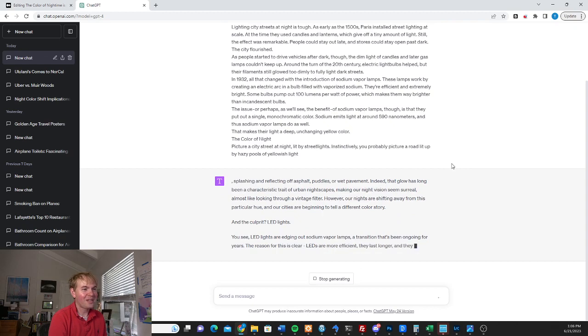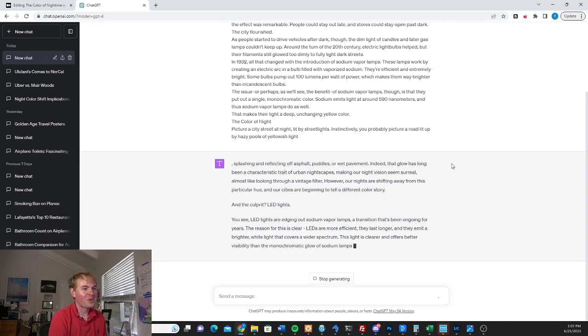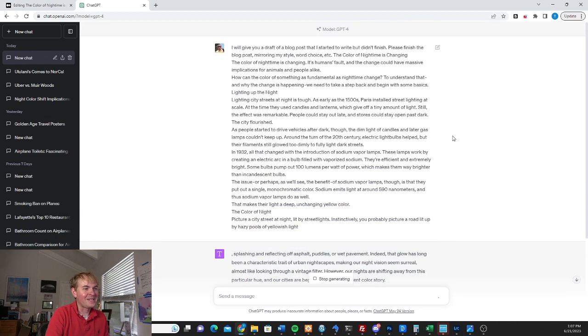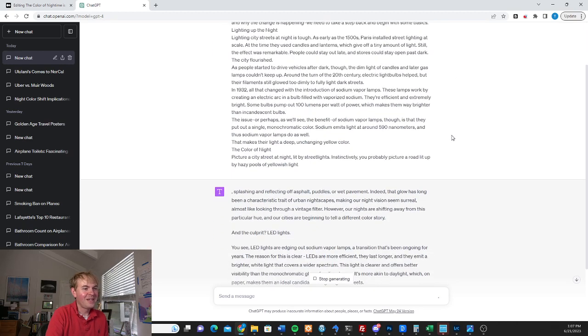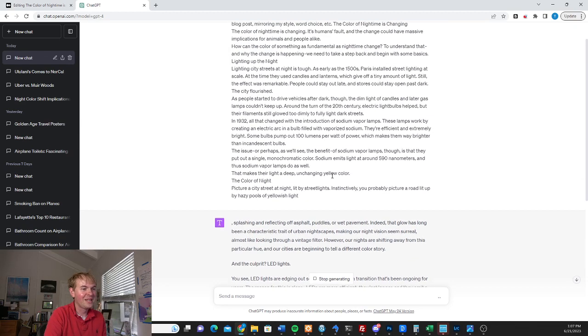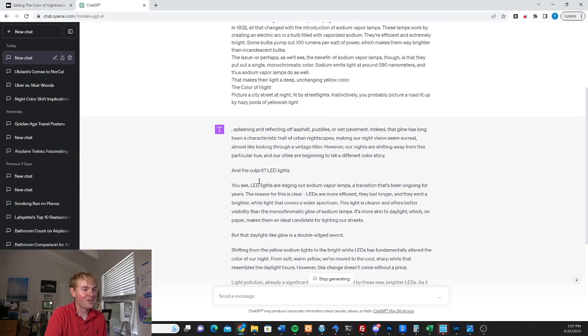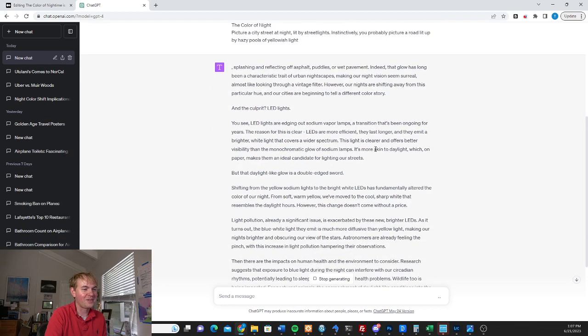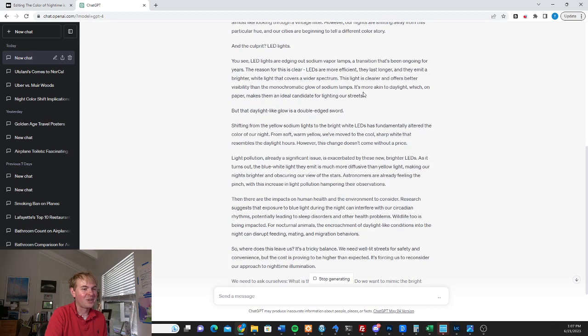And it's correctly figured out where I was going with the story, right? So the idea is that because we've switched to LED lighting instead of the traditional lighting that were sodium vapor lamps, now the color of the night is different because LEDs have a different color than the yellow color of the traditional lamp. So it figured it out. It made that key transition in the piece from talking about how things were to how things are today, and LED lights, naming that as the culprit.